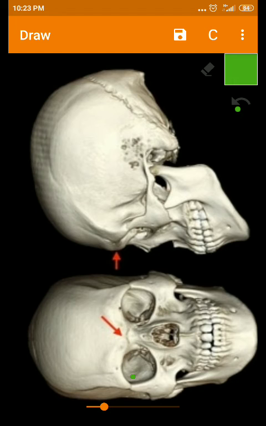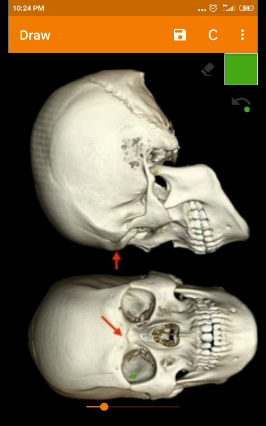However, this is not the normal resting position of the mandible. How can you say it is not? When these teeth come in contact, the mandible will have some movement in the temporomandibular joint. That is not actually the resting position.